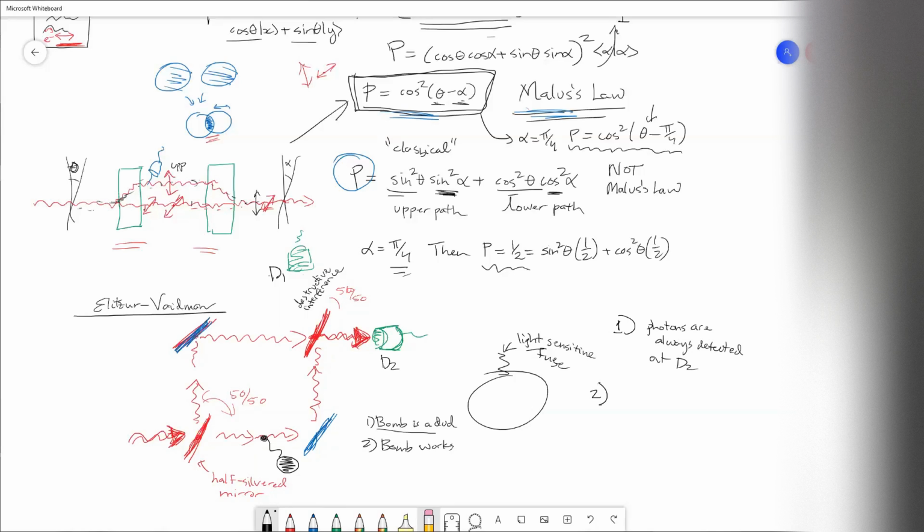Now suppose the bomb works. Then you imagine a photon coming through this half-silvered mirror. There will be a 50-50 chance of it either getting reflected or passing through. And if it passes through and hits the fuse, the bomb explodes. So in case 2, if it's a working bomb, then 50% of the time, the bomb explodes.